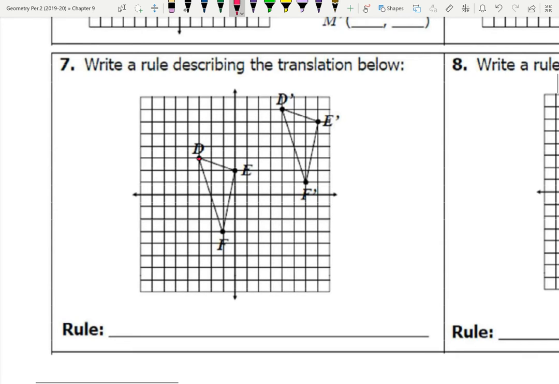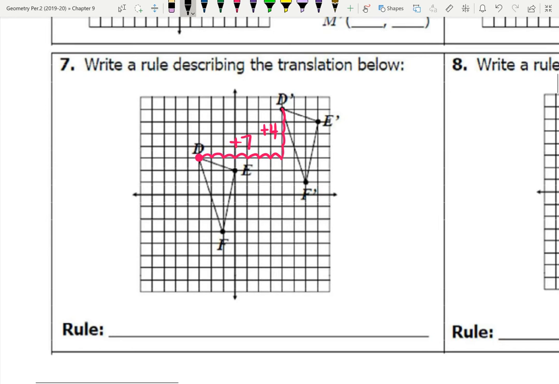What I want to do is I want to know how many spaces this triangle shifted. I can see it moved to the right and up, but I need to know exactly how many spaces. So I'm going to pick a point in my pre-image and just count and see how many spaces it went. So here we go. 1, 2, 3, 4, 5, 6, 7 spaces. So it moved to the right 7 spaces. Since it moved to the right, I know we should say it moved positive 7 spaces. And 1, 2, 3, 4, it moved up 4 spaces. So again, that must mean it went plus 4 because up was plus.